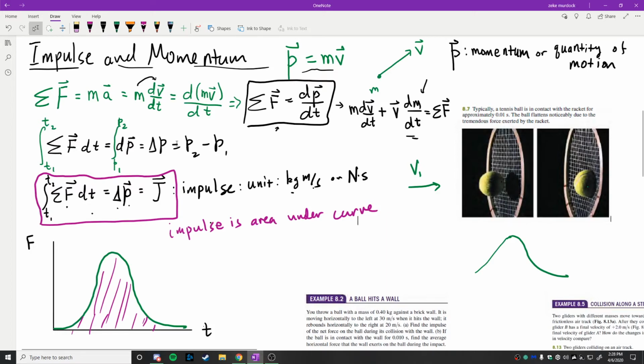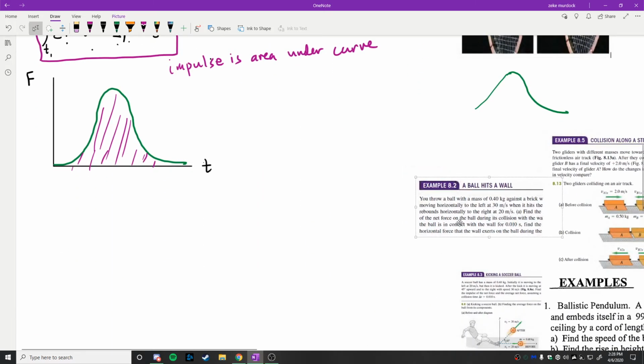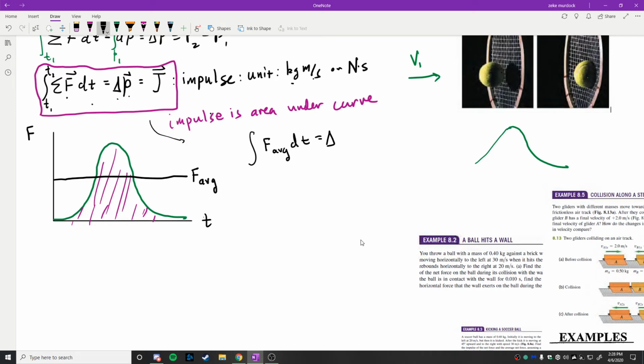Another way we can think about this, and we'll do a problem with this in a second, is a little simpler. What if we could summarize this force by averaging it out over time, like this? Maybe we define that to be the average force that acts on the object. If we can do that, then this equation can be simplified quite a bit. If we replace the net force with an average force, which is a constant, then the integral is equal to the change in momentum, which is also equal to the impulse.